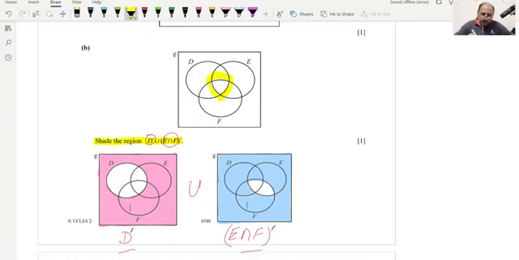Only this portion is not shaded in both. The rest of everything is shaded in one of them, either first drawing or second drawing. So in union, union means without repetition we are taking all the parts, so we will be including all shaded parts in any of those two drawings. So this white portion which I'm leaving is unshaded in both of these drawings.